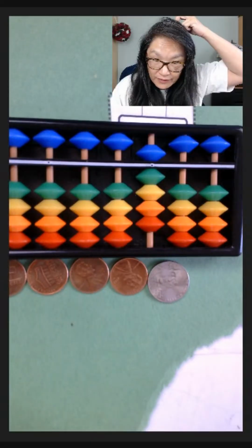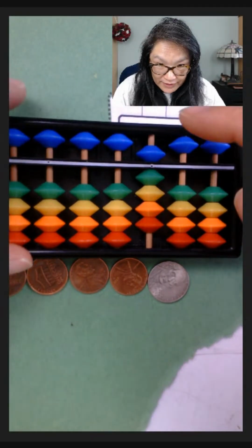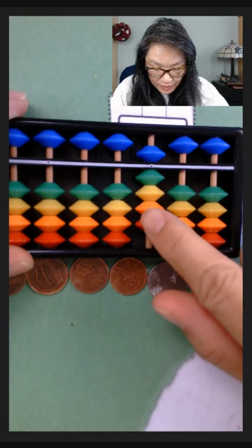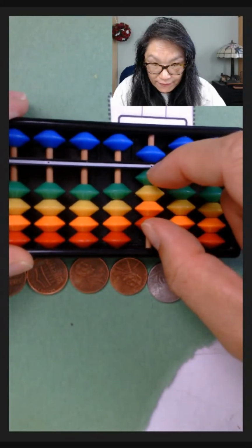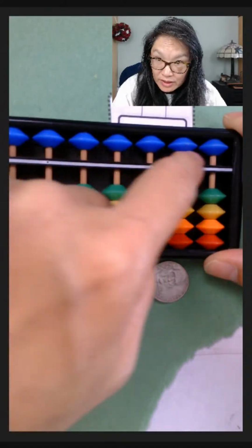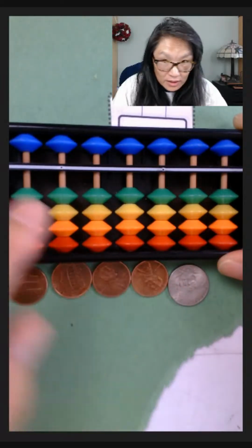The beads above the line that are touching are 5. Everything below this line is a value of 1. When it is 0, none of the beads are touching the horizontal bar. Yes, exactly, Jamie. So that's what it is.